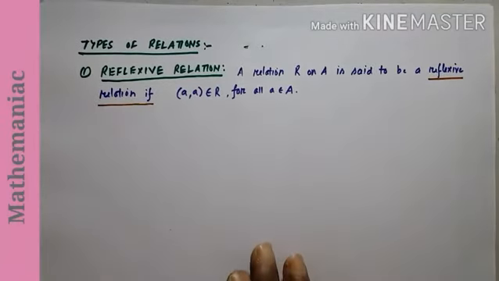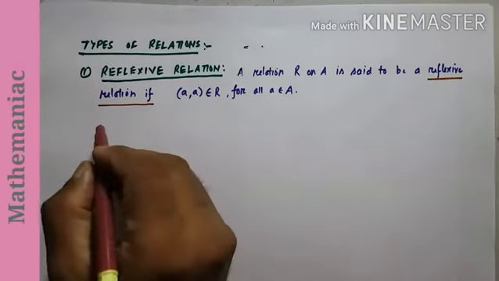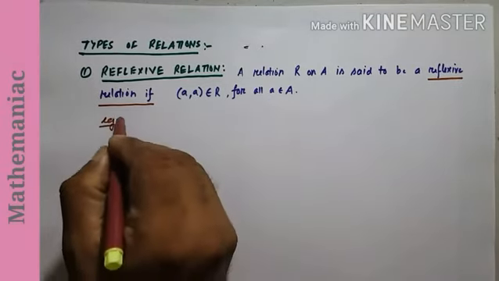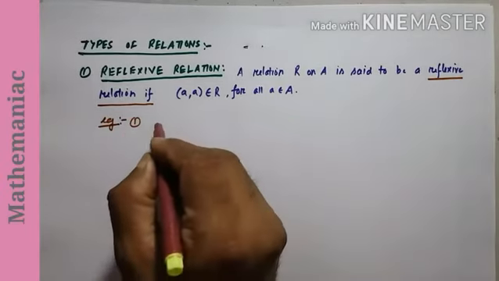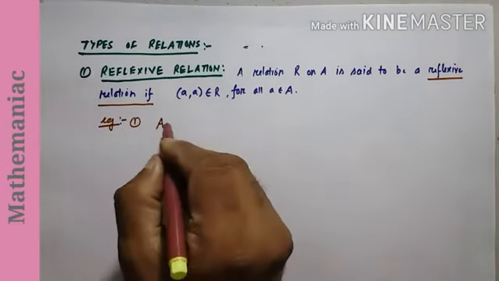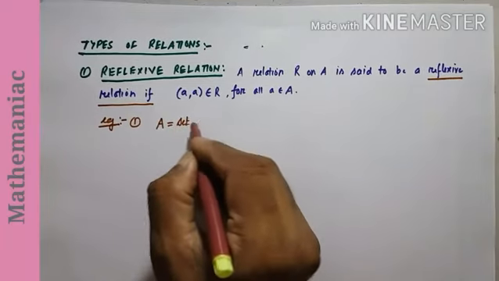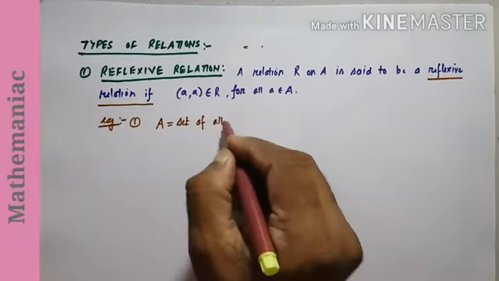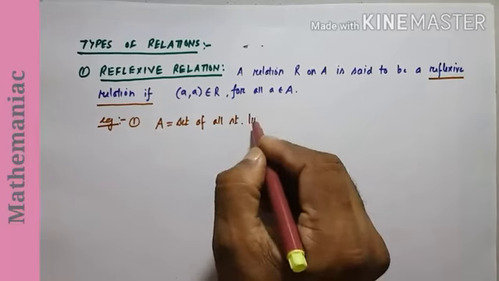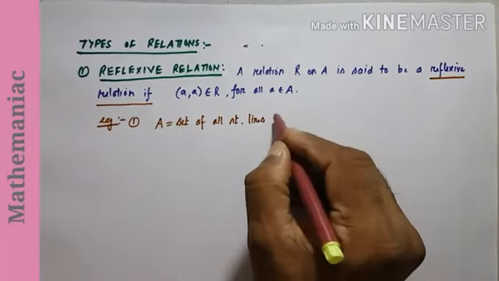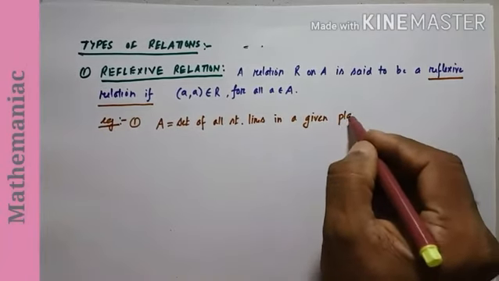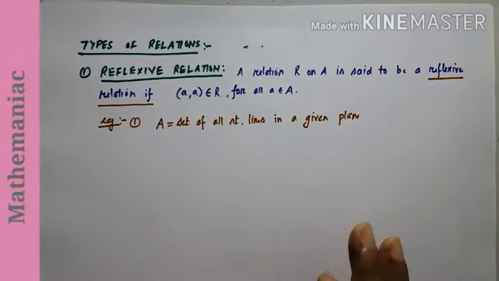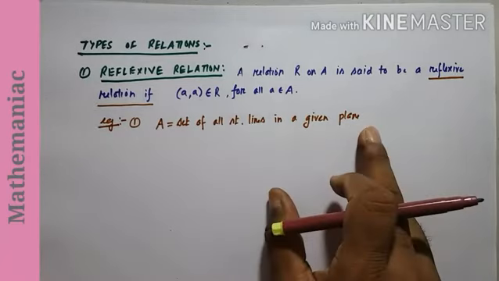Now let us go for some examples and then we will try to see the other types. Let us start with some examples. Example number 1. Let us consider the set A as the set of all straight lines in a given plane. We are considering set A as this.